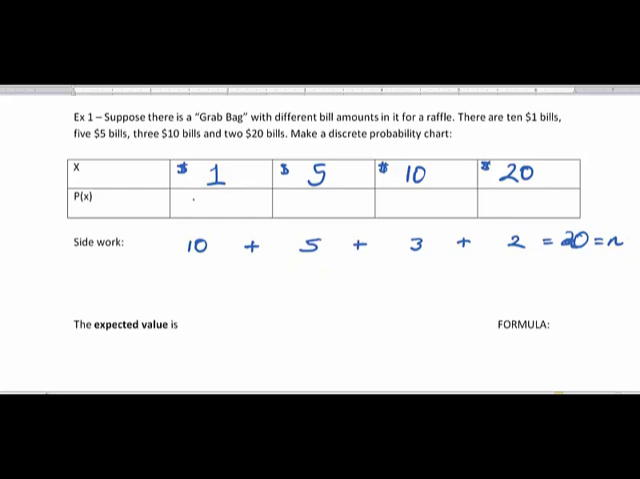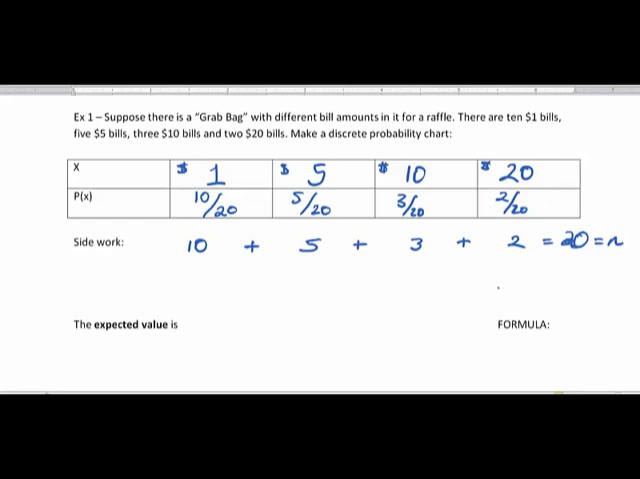So to figure out my probability, picking out a $1 bill would be 10 out of 20, or exactly half. And then 5 out of 20 to get a $5 bill, 3 out of 20 to get a $10 bill, and then only 2 out of 20, or a 10% chance, to get a $20 bill.